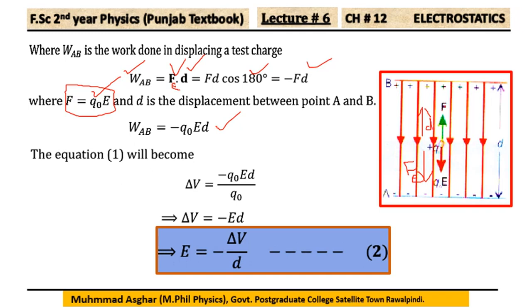Now put the value of WAB in equation 1, we get delta V. Cancelling these Q naught, we get delta V is equal to minus Ed, and finally we get the expression for electric field intensity. E is equal to negative of the potential difference divided by d. This d is the distance between two plates, and the distance between the two points A and B.